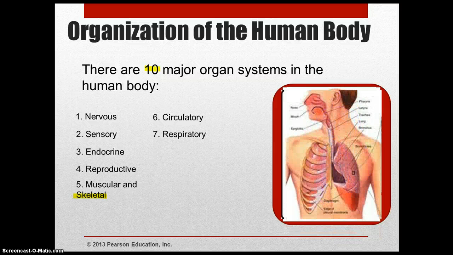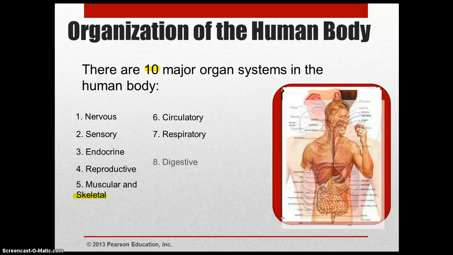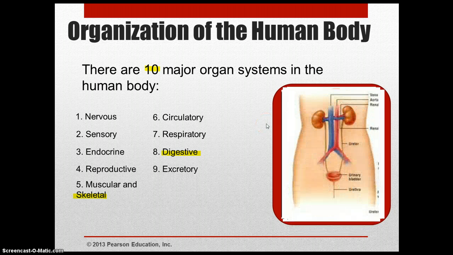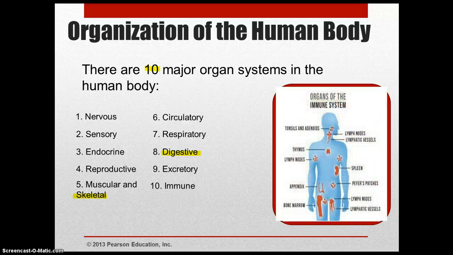Seventh is our respiratory system. Eighth is the digestive system. Ninth is our excretory system. And finally, the 10th is our immune system. The next few sections will look at each system more in depth.